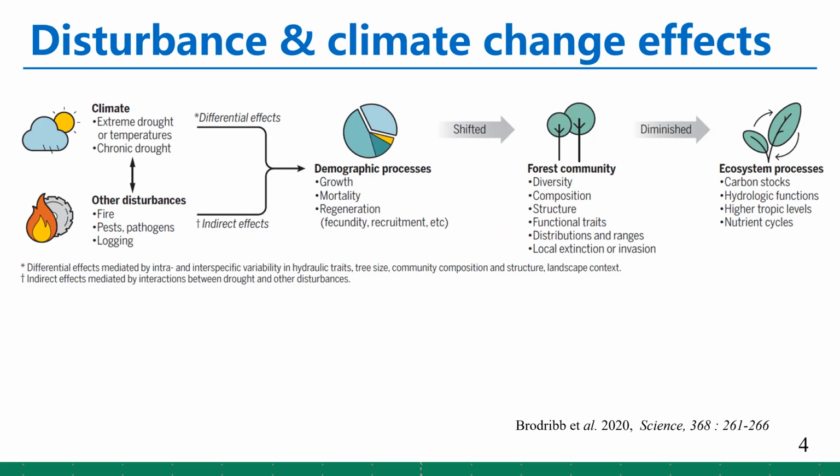Together, disturbances such as climate change, fire, and logging could directly and indirectly affect demographic processes, for example, growth and mortality. This in turn will shift the forest community in terms of diversity, composition, structure, even functional traits, and consequently will lead to the reduction of ecosystem processes such as carbon stock, nutrient cycles, etc.